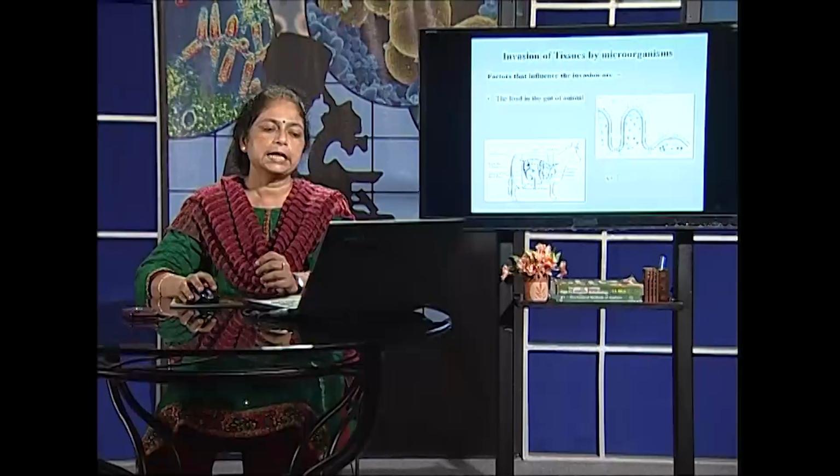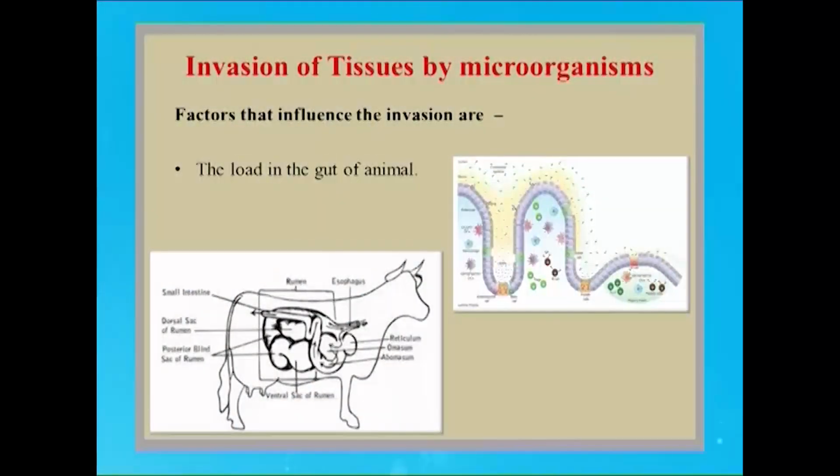It shows that the intestine of the cow, the goat, the chicken, wherever source we are getting the meat from, has been populated by different types of microorganisms, and when the animal dies, these microorganisms try to invade the different tissues of the animal. Therefore, when such meat is consumed, it is populated with different types of microorganisms. So one of the factors which influences the invasion of microorganisms is the load in the gut of the animal.